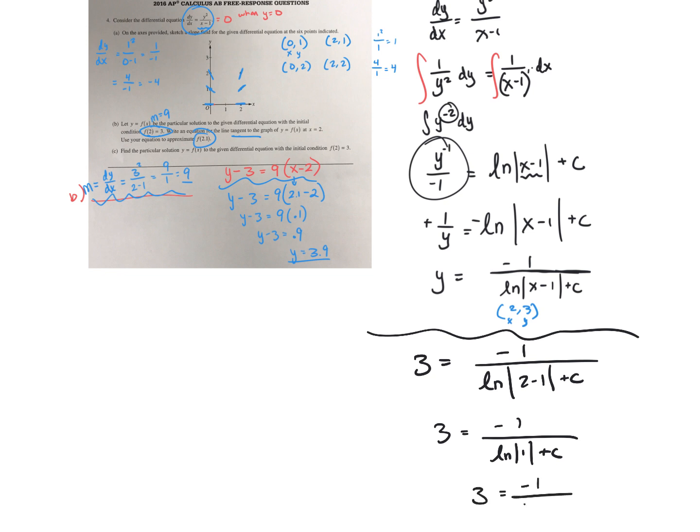Natural log of 1 is just 0. So really this just says 3 equals negative 1 over c. Let's solve this for c real quick. Move the negative over. Do the reciprocal.